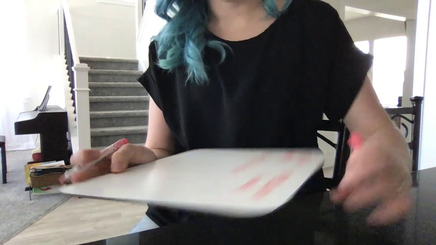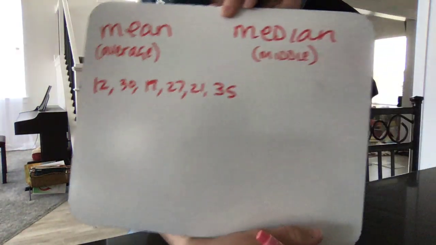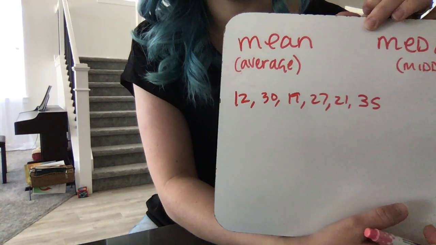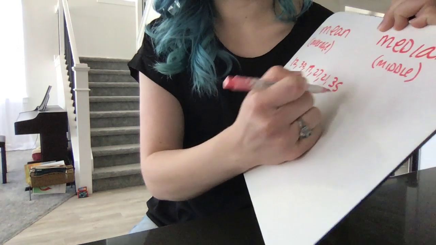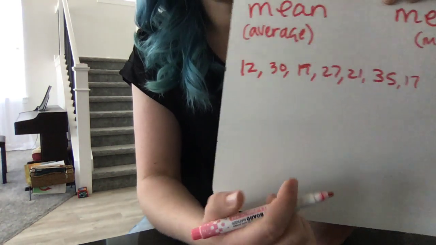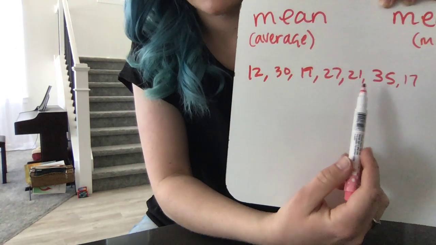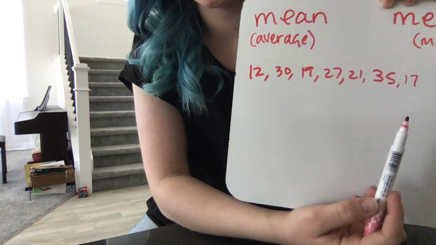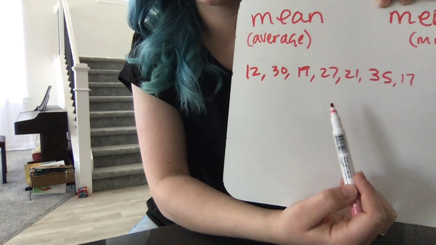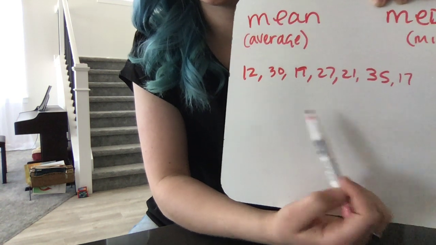Right now, the average of this list is 24. We're going to add 17 to the list. 17 is a little bit smaller. It's not as small as 12, but it's not as big as 35. So it might change the average, it might not. It might bump it forward or bump it backwards. So let's see what it does.